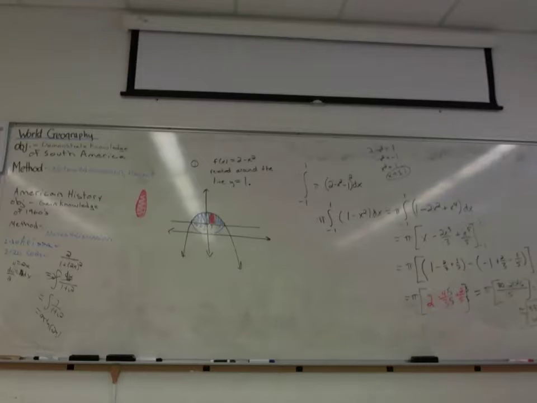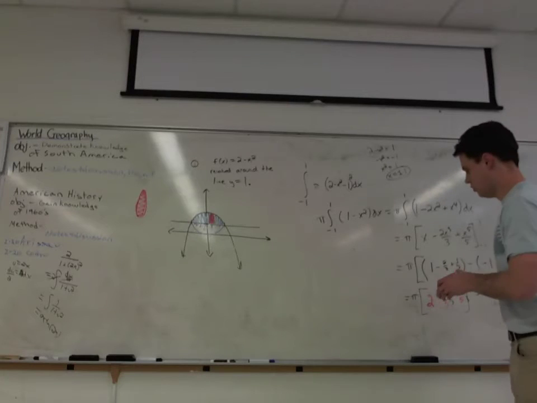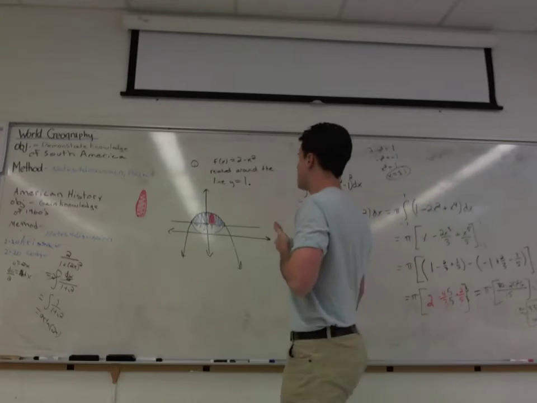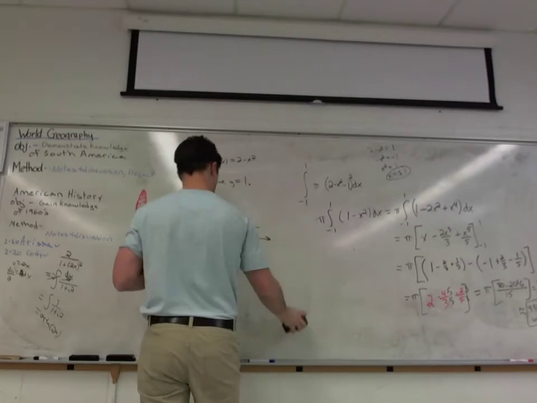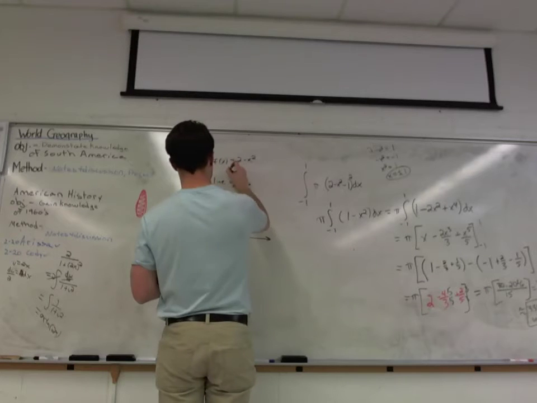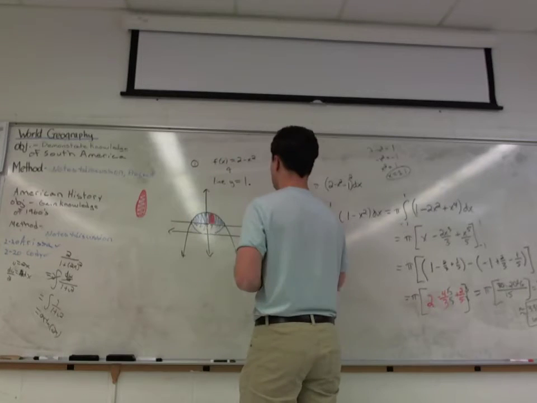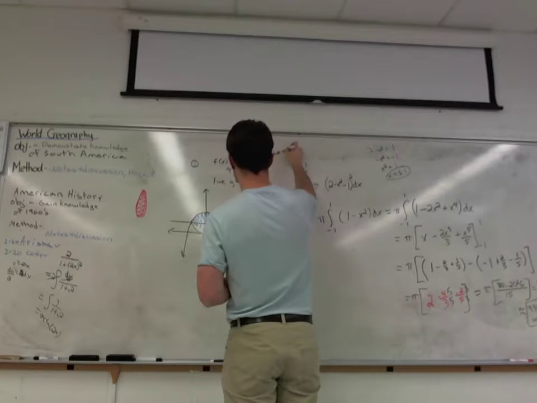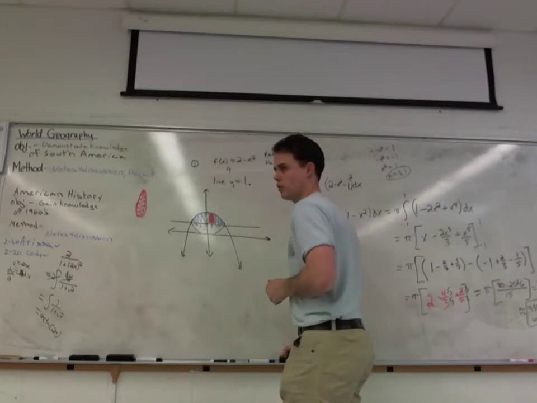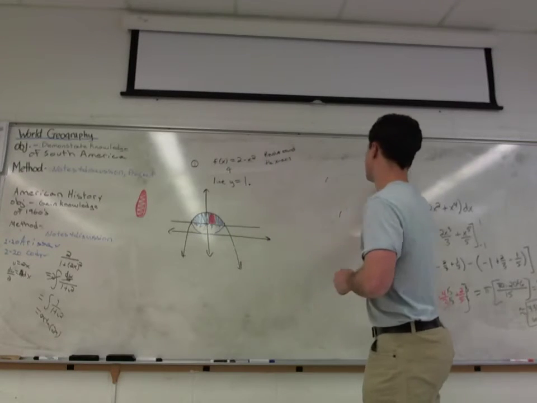Okay, let's answer the same question, but instead of revolving around the line y equals 1, what if they said the x-axis? Would that help? Yeah, let's do that. They can ask you to revolve around anything, so around the x-axis, that's a totally different ballgame. This is not a football anymore, right?